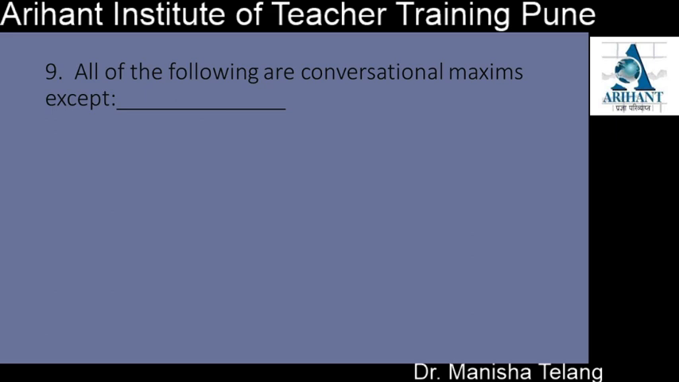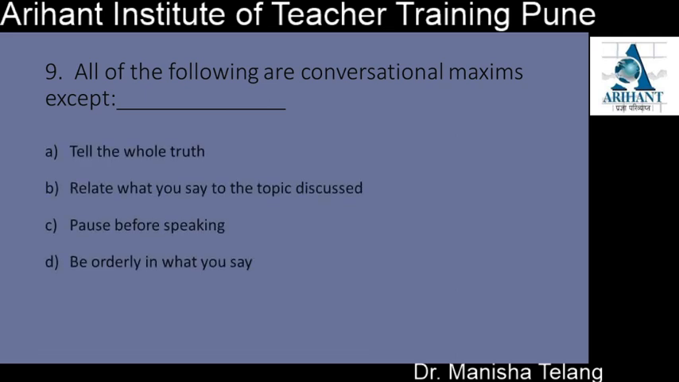All of the following are conversational maxims except, options are: option A, tell the whole truth, option B, relate what you say to the topic discussed, option C, pause before speaking, option D, be orderly in what you say. And the correct option is option C, pause before speaking.